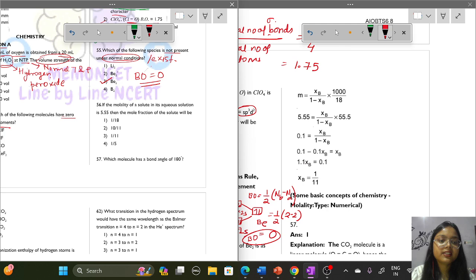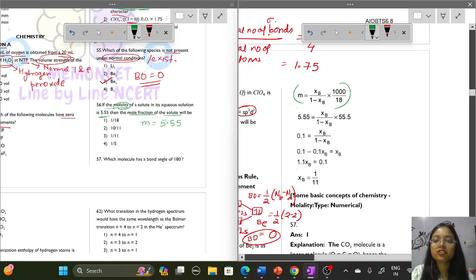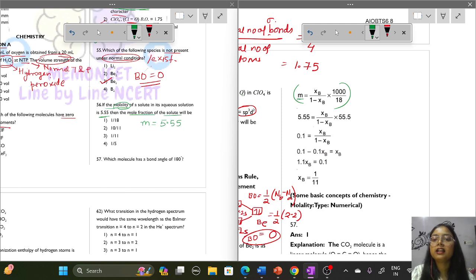In question number 56, the molality of the solute in its aqueous solution is 5.55. Molality, that is small m, is given as 5.55. Then you have to find out the mole fraction of the solute. So what will be the formula for the mole fraction of solute? It is m, molality, equals xb by 1 minus xb. What is xb? It is the mole fraction of component B.